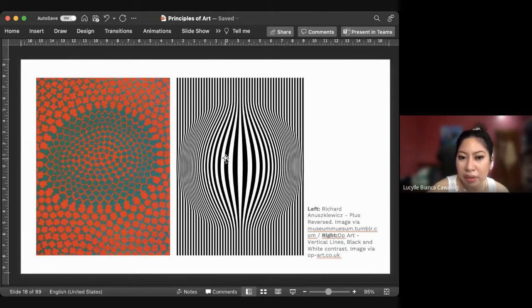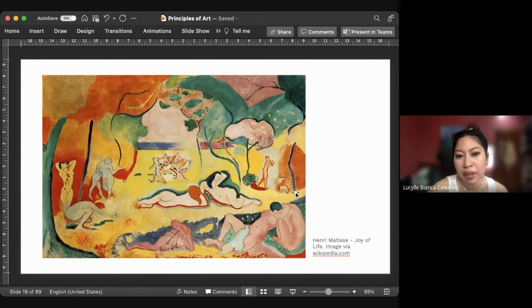And then also here how the black and white stripes would pop out because of the contrast. And then this is contrast in color as well. You could see how there are different kinds of colors and how the complementary colors, red, yellow, and green, makes the color pop out.